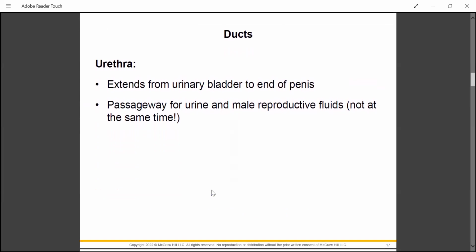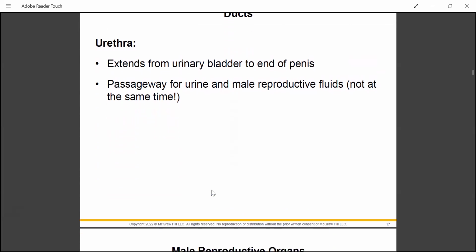The urethra extends from the urinary bladder to the end of the penis. It's the passageway for both urine and male reproductive fluids, but urine and semen are not able to pass through the urethra at the same time.